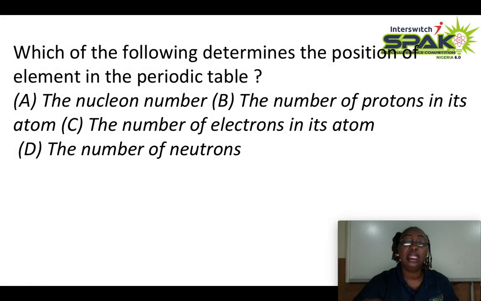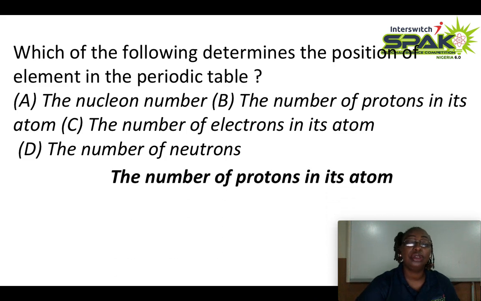Which of the following determines the position of elements in the periodic table? How do you know the position of elements in the periodic table? Is it the nuclear number, the number of protons in its atom, the number of electrons in its atoms, or the number of neutrons? The answer is the number of protons in its atom. The number of protons is also known as the atomic number, and that is how elements are arranged on the periodic table.